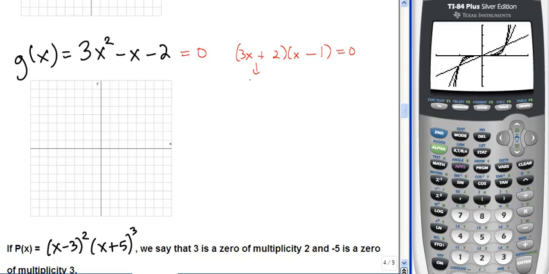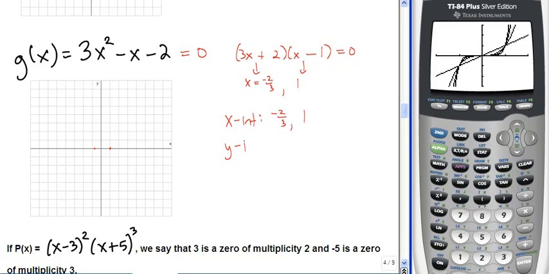And that means I'm going to get x equals negative 2/3 and x equals 1. So my x-intercepts are negative 2/3 and positive 1. So I'm going to put a dot at approximately where negative 2/3 would be and positive 1.